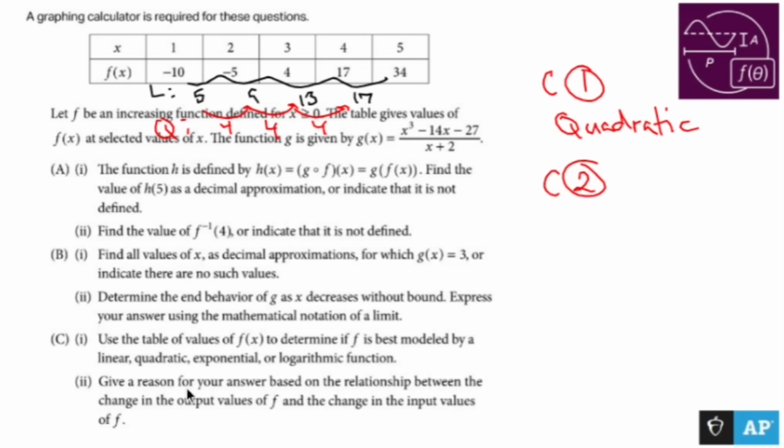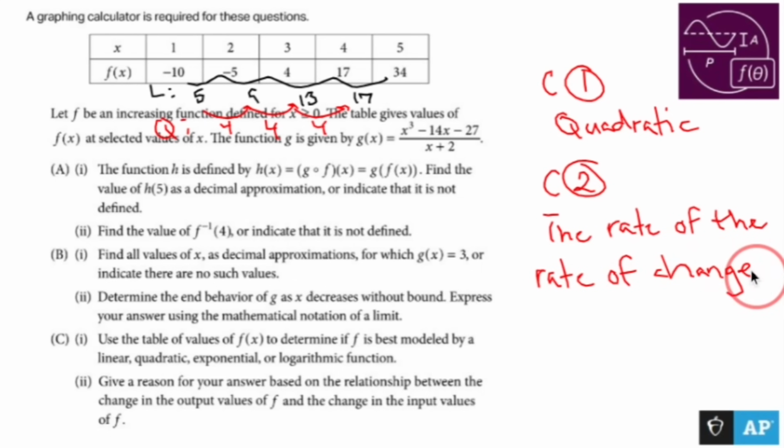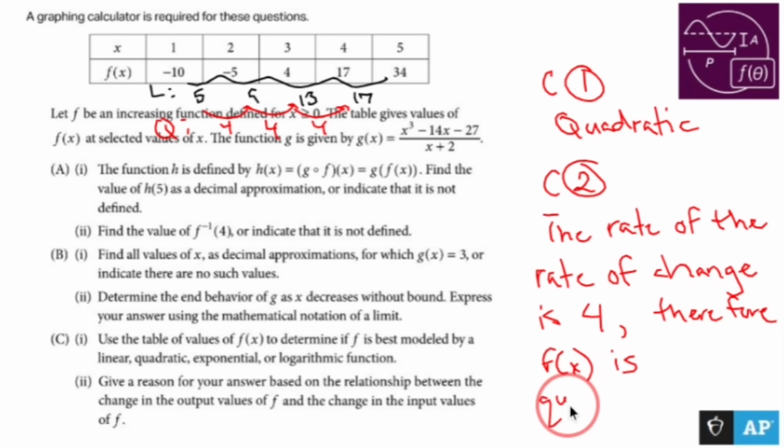C2, that's the explanation. Give a reason for your answer based on the relationship between the change of the output values of f and the change of the input values of f. What I saw is the rate of change is 4, therefore f of x is quadratic. I don't know if I'd have the space there. I think that description is good enough. So the change of the output values and the input values, the rate of change is 4. Therefore f of x is quadratic.